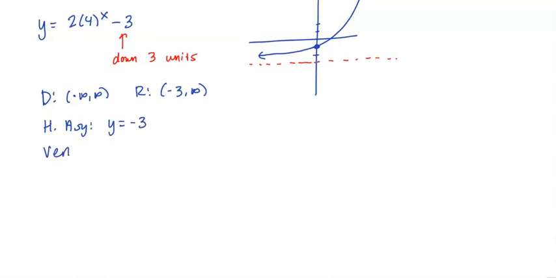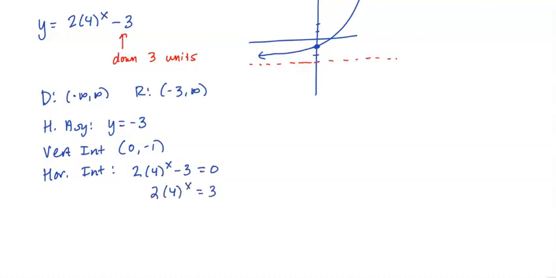We still have a vertical intercept. It has moved down 3, so instead of being at 0, 2, it's now at 0, -1. It turns out that we now have a horizontal intercept. We can see it in the sketch of our graph that now it's crossing through. To find that, we would need to solve 2 times 4 to the power of x minus 3 equals 0. So adding 3, we'd have 2 times 4 to the power of x equals 3, and 4 to the power of x is equal to 3/2.